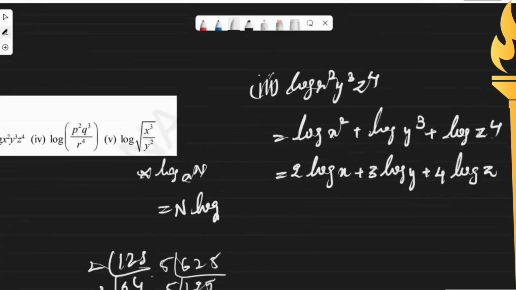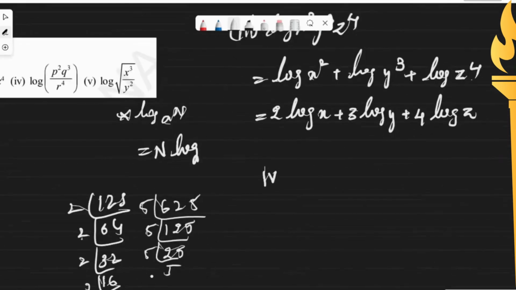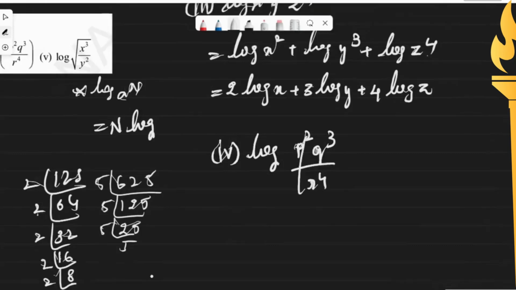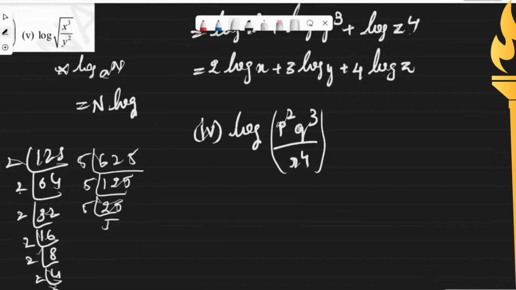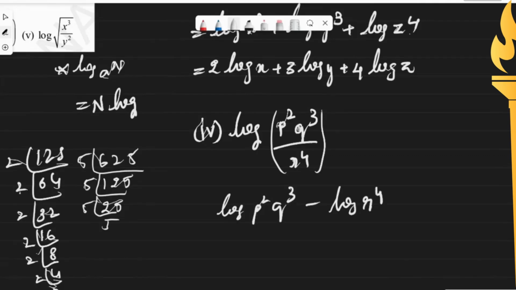Next one, the fourth one, we have log of p square q cube by r power 4. So we have to apply BODMAS rule here. First we should do the division. So log x by y is equal to log x minus log y. So this will be log p square q cube minus log r power 4.